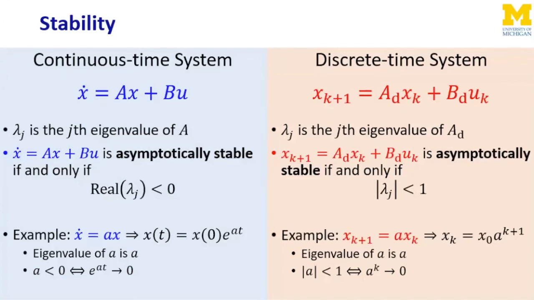Okay, apart from accuracy, do we have to worry about anything else? And the answer is yes. We want to make sure that the discretized discrete time system is in fact stable. So let's review a little bit of stability theory here.